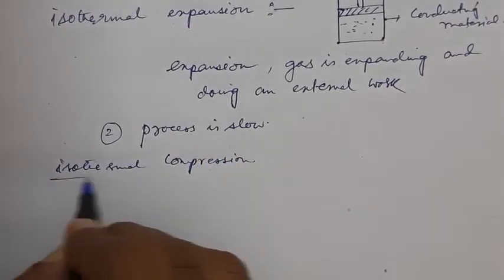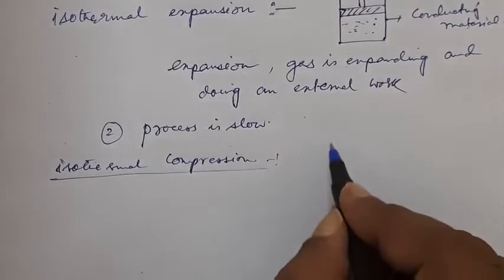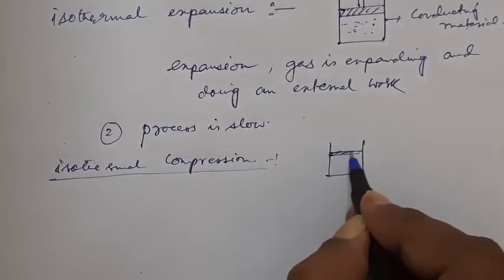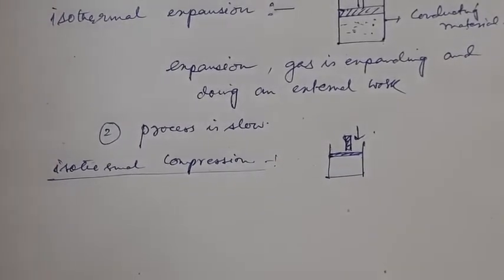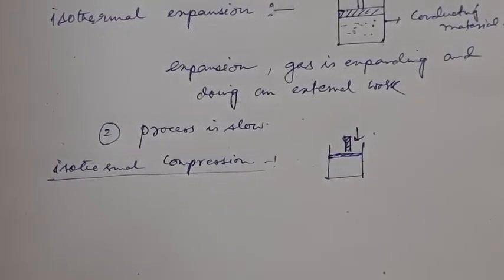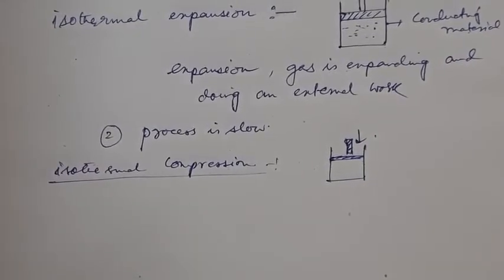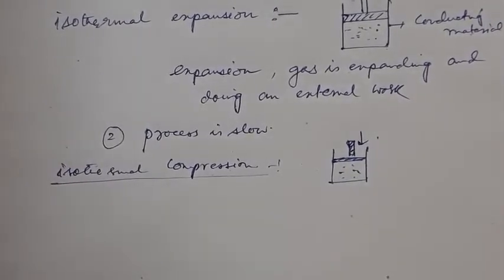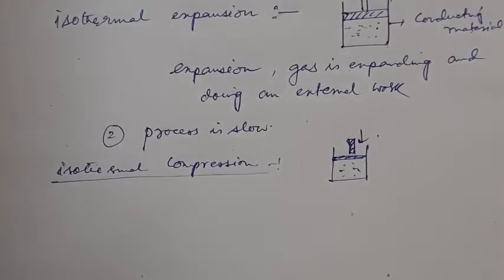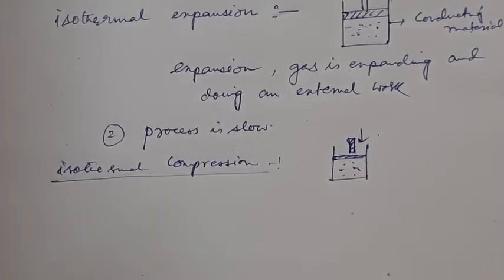what happens here? I have to move the piston downwards. That means externally I am trying to compress the gas by applying a force on the piston. Now, as the compression of the gas is very slow, heat is evolved. Here heat will be evolved because when I apply pressure and the piston moves downwards, the temperature of the gas will rise. So there is an increase in the temperature as heat is being evolved.